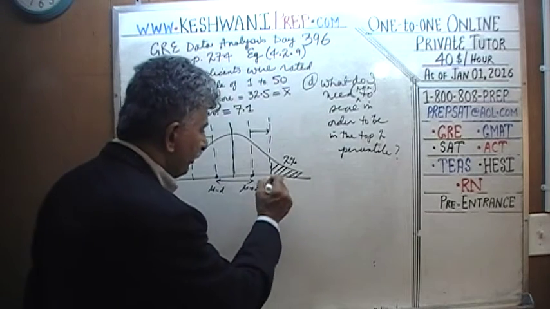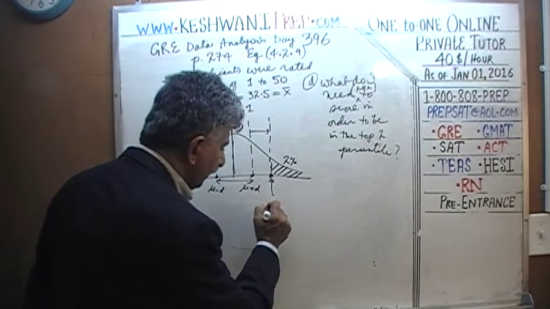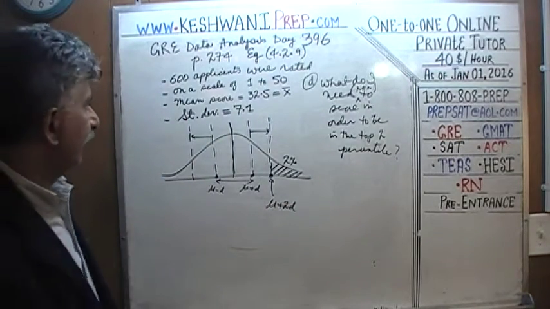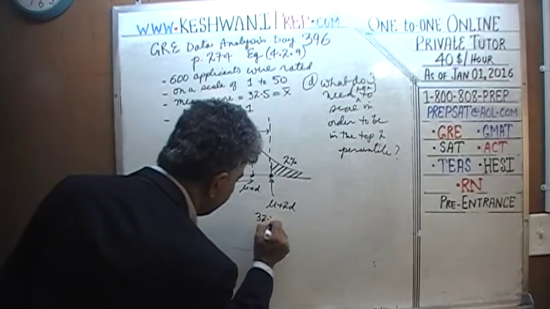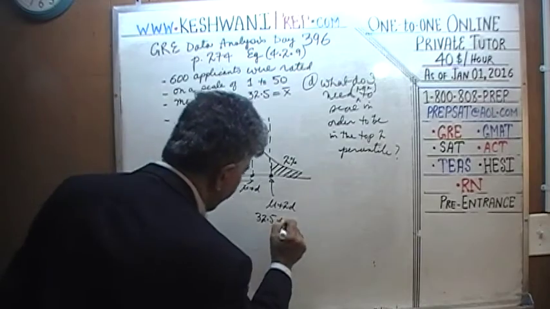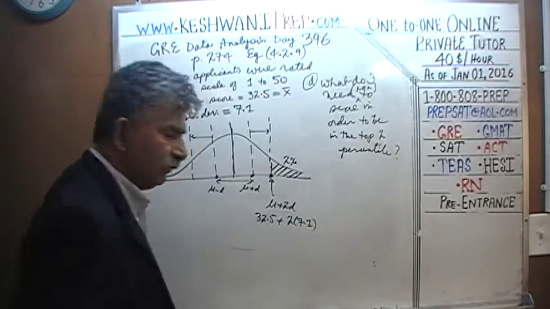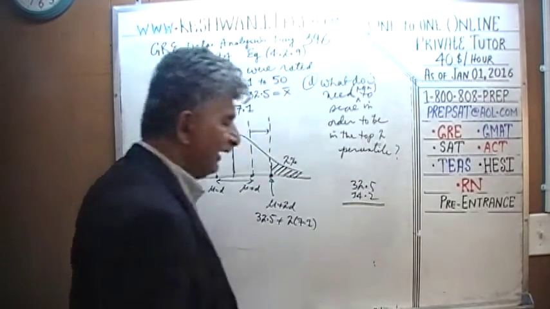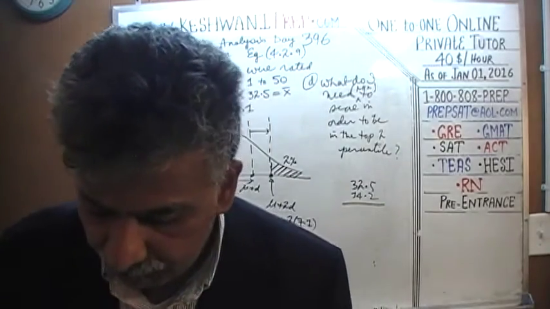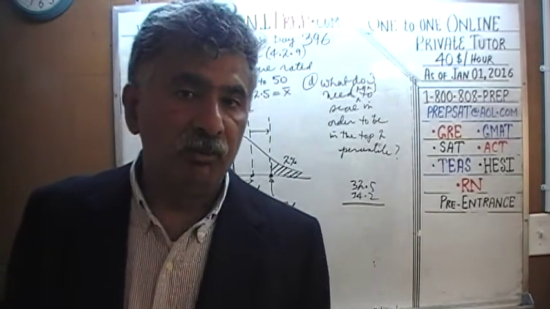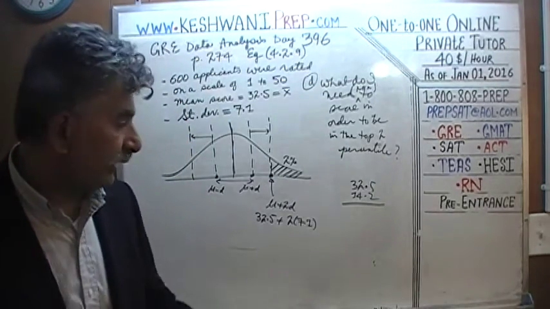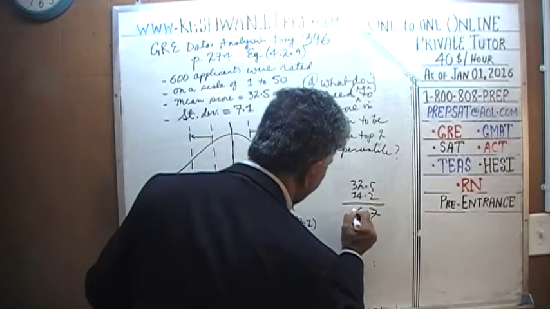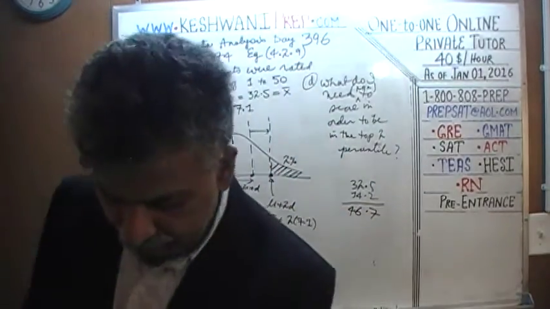Now you want to be in that tail, you want to be in the top 2 percentile. In order to be in the top 2 percentile, the minimum that we need to score is the average plus 2 times the standard deviation. That's the absolute minimum. The average here is 32.5. Standard deviation is 7.1, so 2 times 7.1 is 14.2, and that's what you need, 32.5 plus 14.2. If one wishes to be in the top 2 percentile, one needs to score an absolute minimum of 46.7 points.